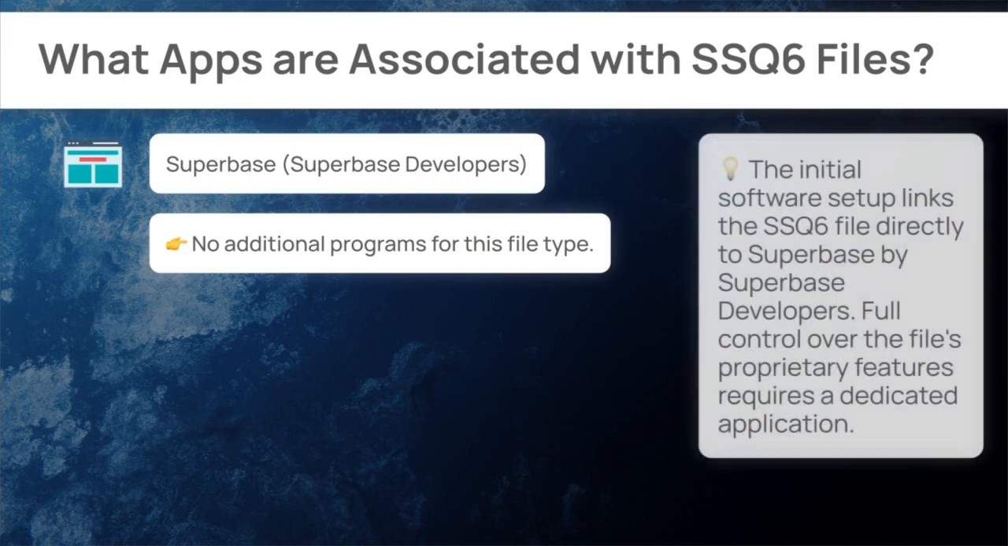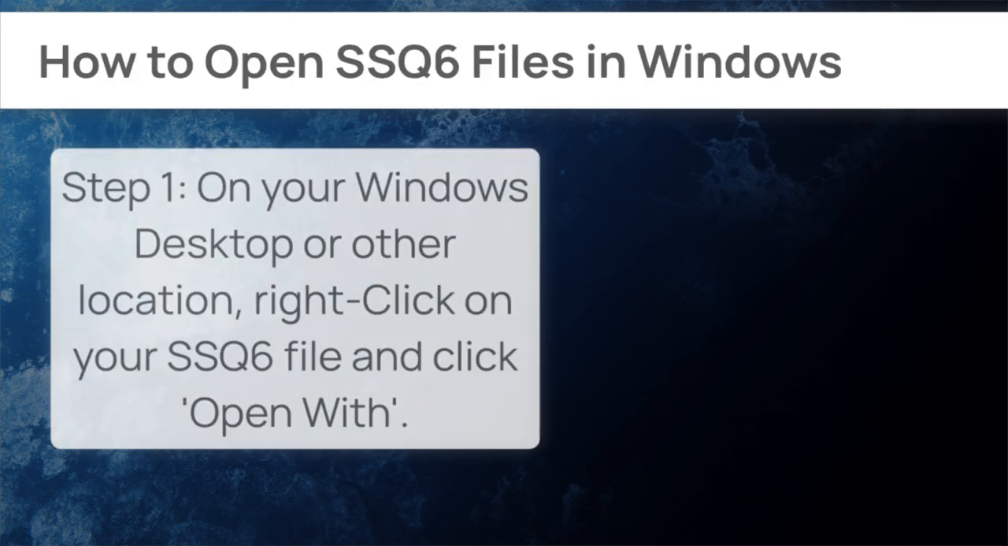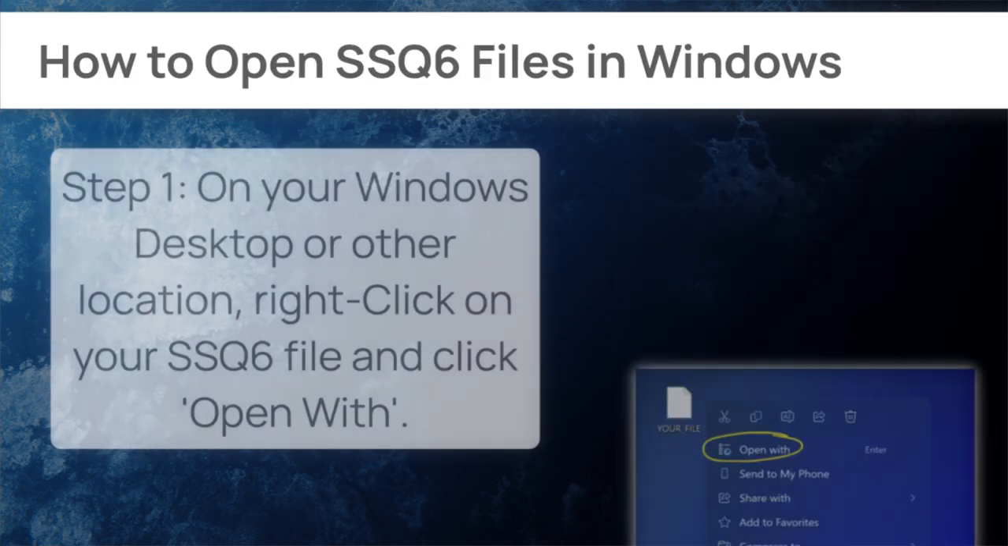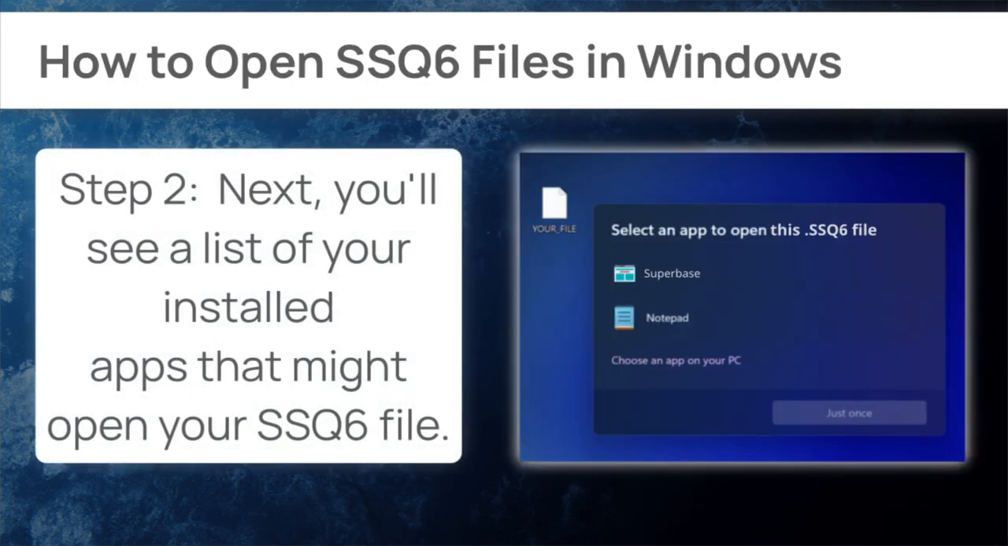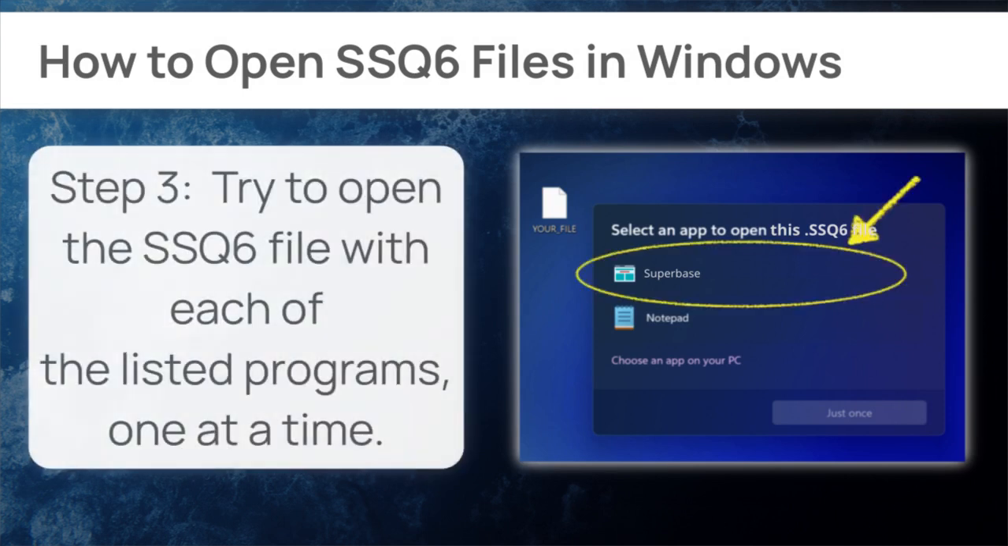Full control over the file's proprietary features requires a dedicated application. Windows may show file properties, but not the records, so you need database tools to access them. We must confirm application compatibility. Right-click your SSQ6 file and choose Open With. Test Superbase if installed. If it's unavailable, choose a different app. That often reveals the problem.